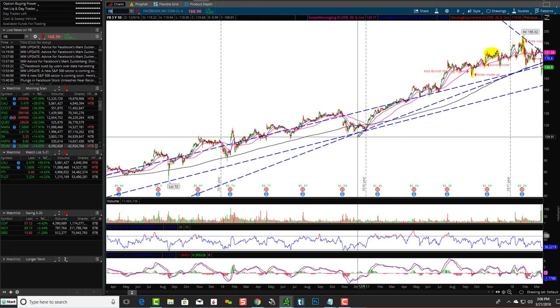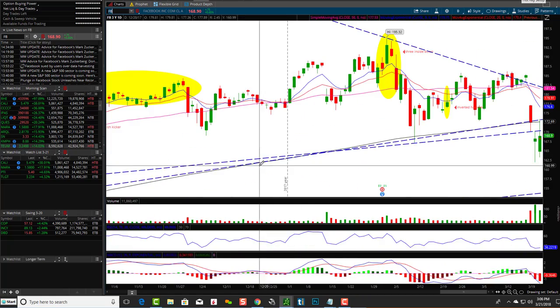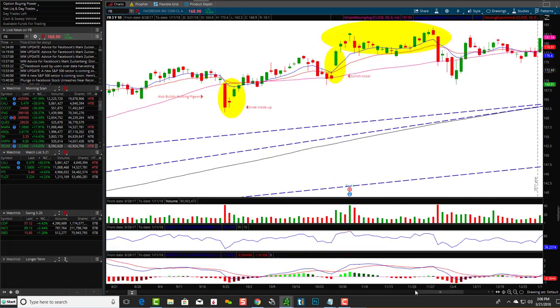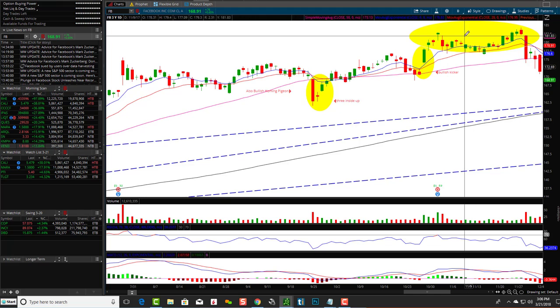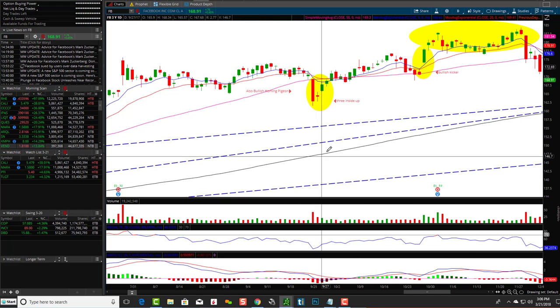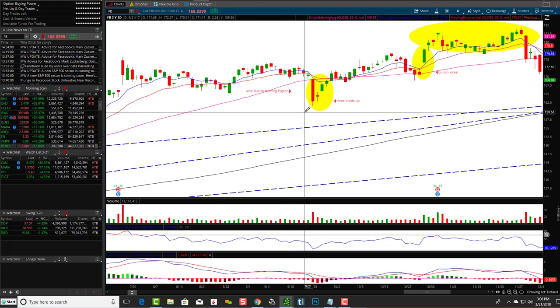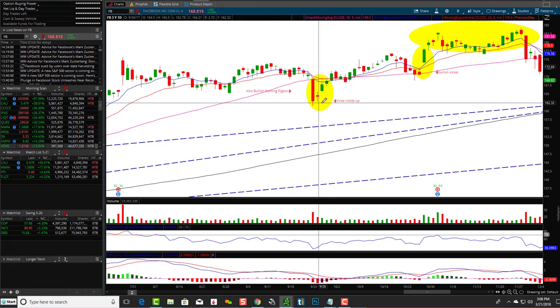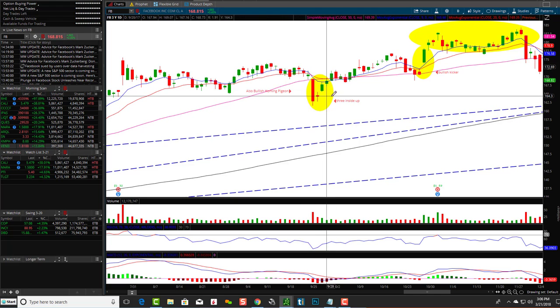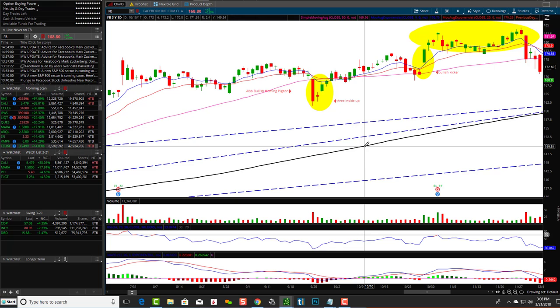Facebook, FB. Let's zoom in over here. You can see I have lots going on. I'm making all these videos for you guys. So, bullish homing pigeon right over here. You can see it's actually part of a 3 inside up pattern, which is another reversal pattern.